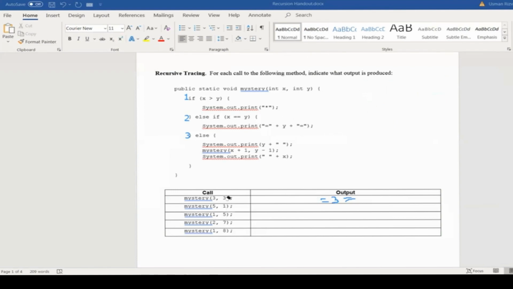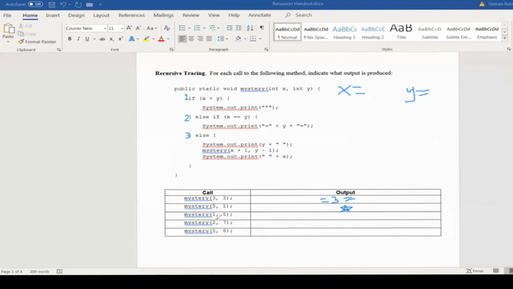So now we go to the next one, and the next one is x equals 5, y equals 1, right? So now we go in and is x greater than y? So we just print out a star. This one, we're not doing anything else. We just get out of it, and that's the answer for 5, 1, with no recursion.